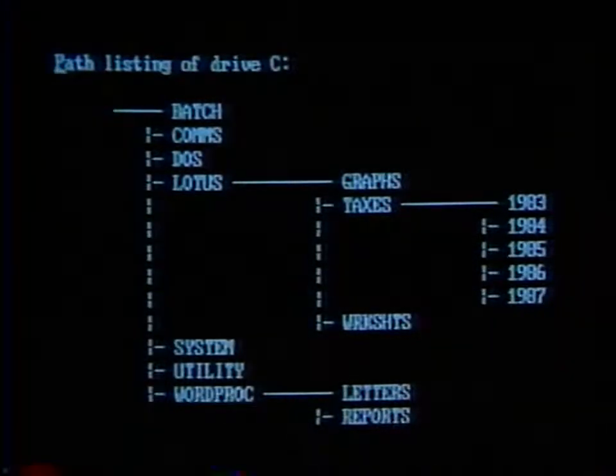Now let's figure out the paths to some of these subdirectories. To get to a file in the 1987 subdirectory, the path is C:\Lotus\Taxes\1987\file name. On the other hand, to get to a file in the root directory, you only need, say, C:\file name.